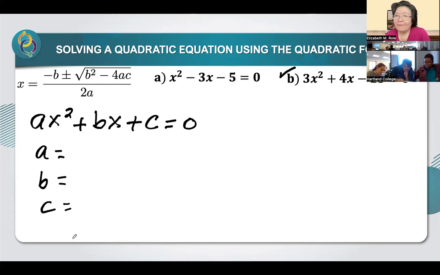Oh, it's going to be 14, right? So I have x equals 14 over 3, and x equals negative 3. And the other one is x equals negative 3. Yes, there should be two answers.